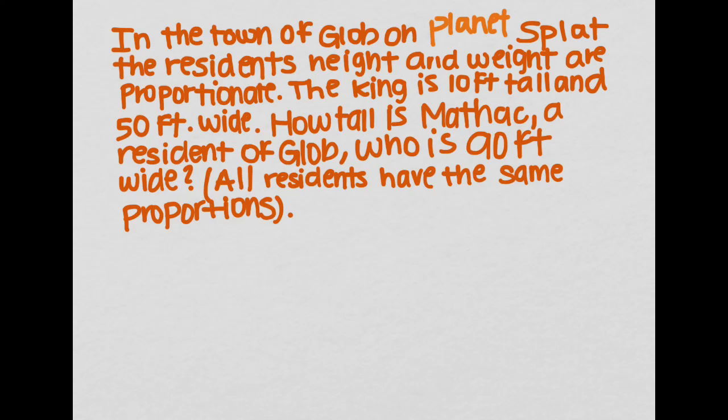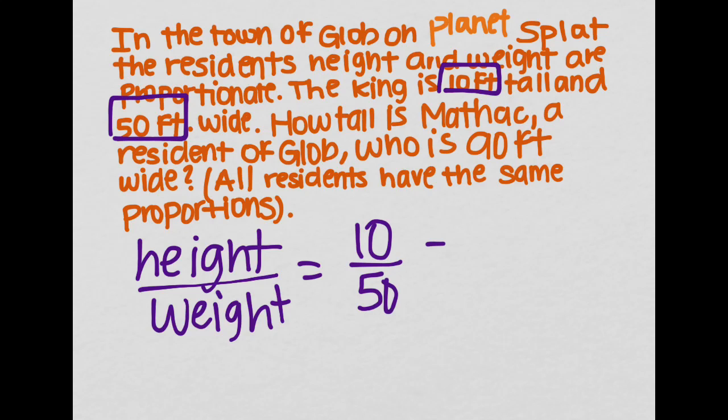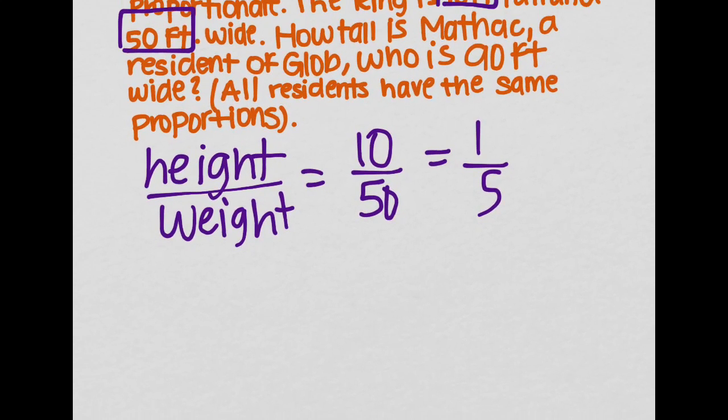So basically we know that the king is 10 feet tall and 50 feet wide. Let's actually do this first. We're trying to find the proportion first, which is height over width. And height over width in this case, as we see with the king, is 10 to 50, which is equal to 1 over 5. And it says that all residents have the same proportions. So we know that Mathak has the same proportions as the king.